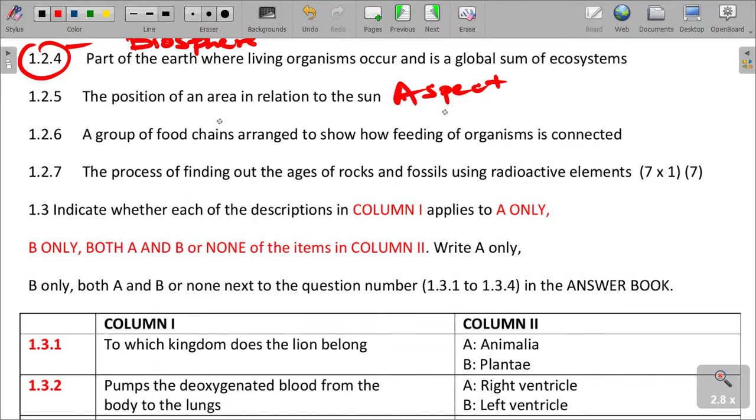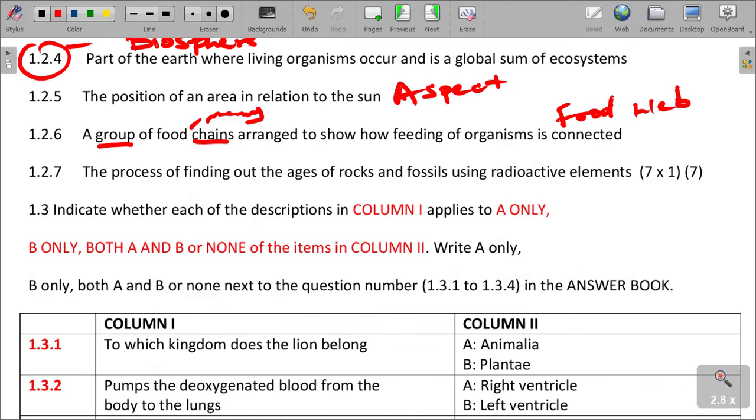A group of food chains arranged to show how feeding of organisms is connected, we call that a food web. There are many food chains arranged to show the interconnectedness of feeding organisms. We call that a food web. It shows multiple pathways through which energy is moved or shared, through which organisms are interrelated.